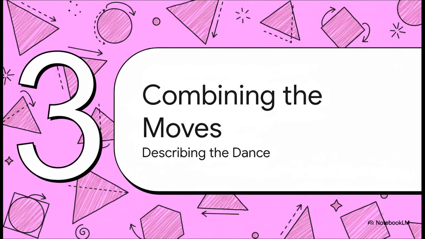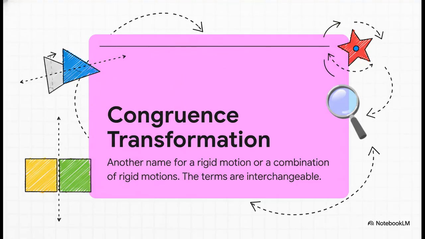Okay, that's cool. But what happens when one move just isn't enough? Well, that brings us right to section 3, combining the moves. This is where we start describing the real dance of these shapes. So when we start stringing these moves together, it gets a new name, a congruence transformation. Now, don't let the fancy term fool you. It's just the official name for a sequence of rigid motions.